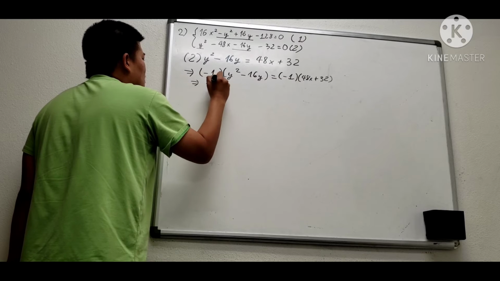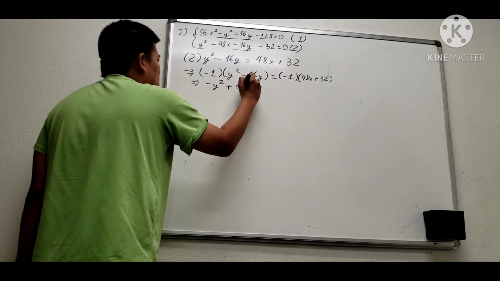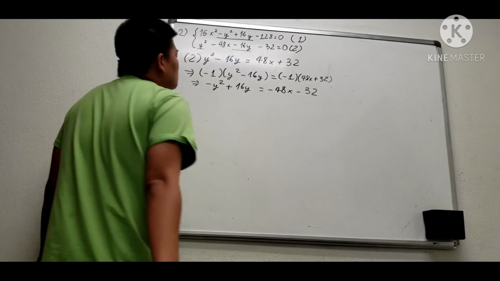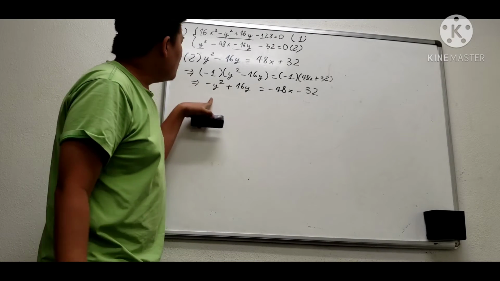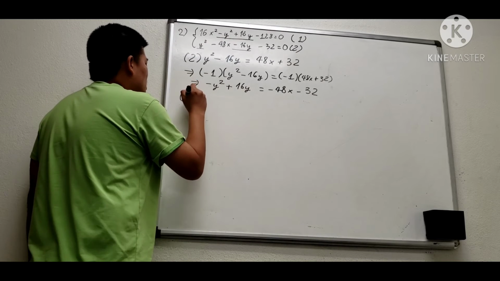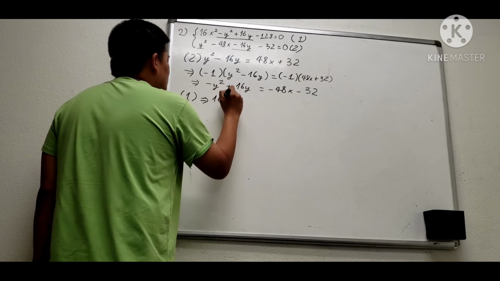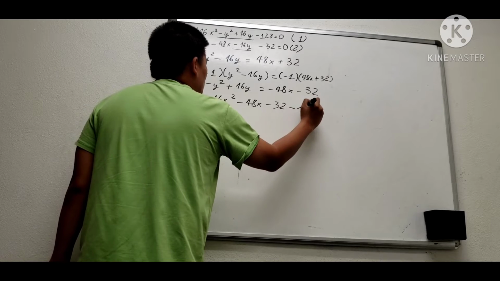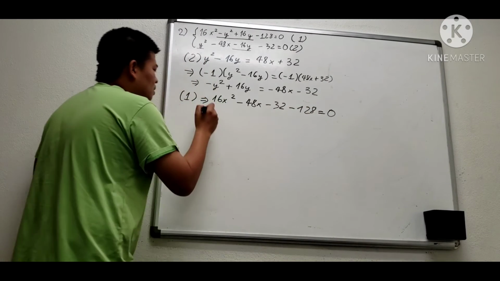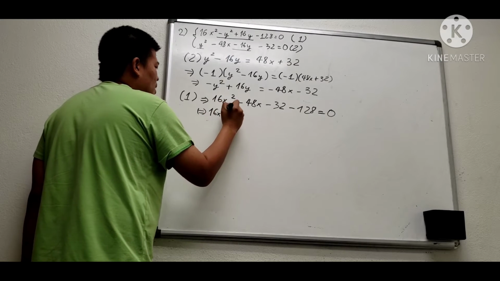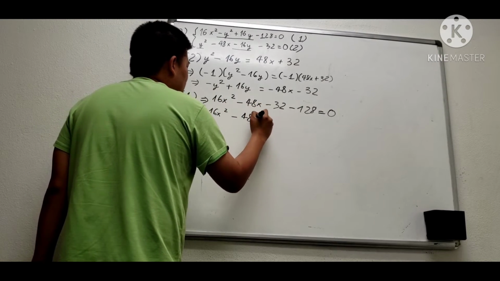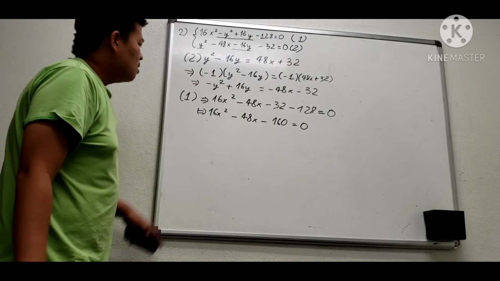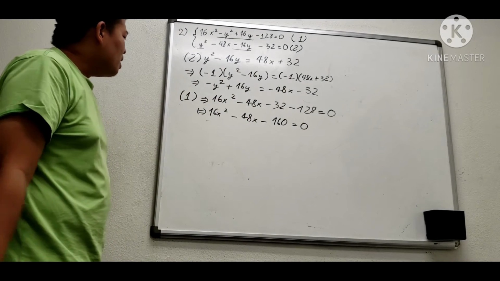So you got minus y^2 + 16y = -48x - 32. Put this equation inside the other one. In equation number 1, you get 16x^2 - 48x - 32 - 128 = 0, so 16x^2 - 48x - 160 = 0. Now you have the quadratic equation.